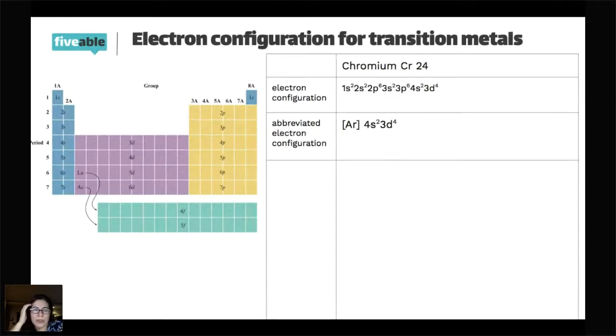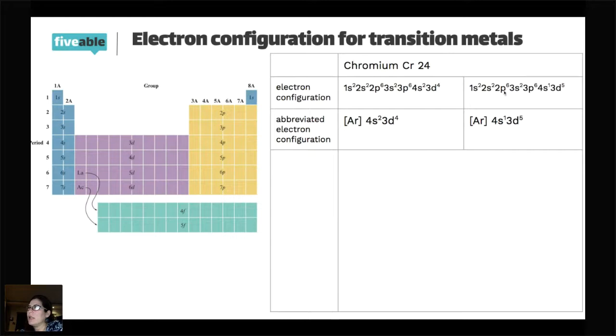Okay, in chromium, something interesting happens. If we follow the Aufbau rule and the periodic table, we will end up with chromium with this expected electron configuration. But with experimental data, we notice that that's not the real thing. The real one looks something like this, where the 3d shell has 5 electrons and the fourth one only has 1. Correct, Paula, that's an exception.